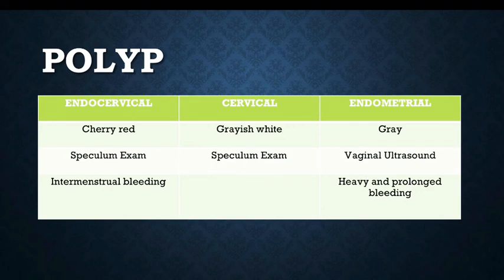Many endocervical polyps are recognized for the first time during a routine speculum exam, while endometrial polyps may be discovered by vaginal ultrasound. The classic symptom of endocervical polyp is bleeding between menses, while endometrial polyp causes heavy and prolonged bleeding. Note that the majority of polyps are asymptomatic.